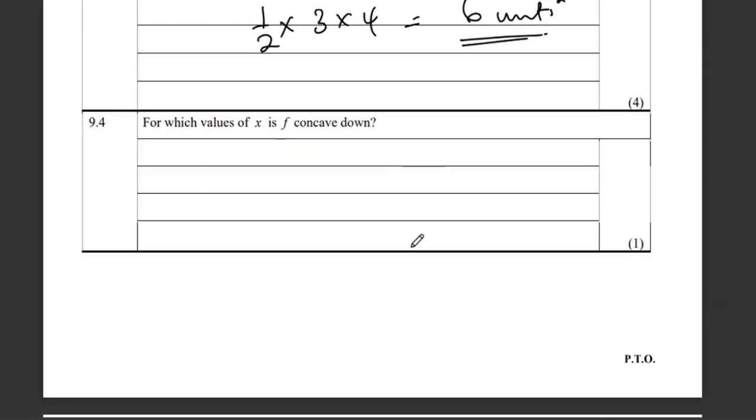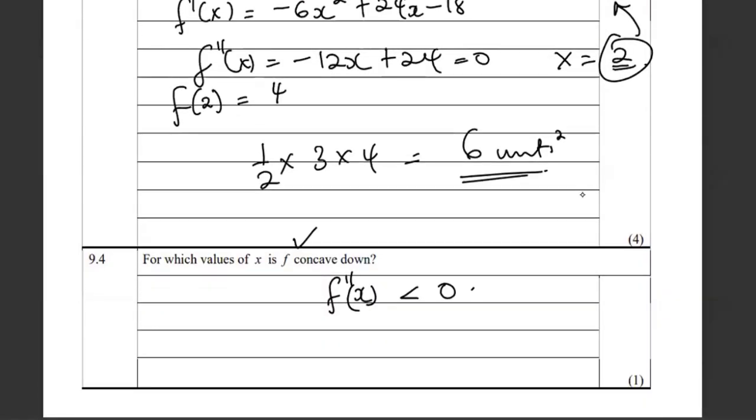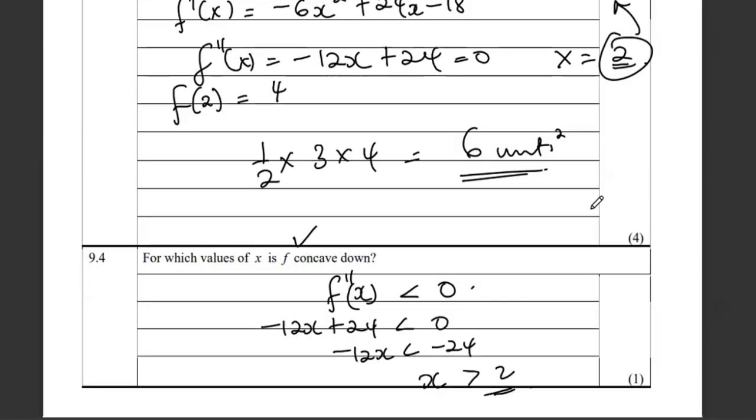All right, then for what values of x is f concave down? So we know that the second derivative should be less than 0. Okay, and remember what we said with the second derivative, it's negative 12x plus 24 is less than 0. Negative 12x is less than negative 24, meaning that x needs to be greater than 2.